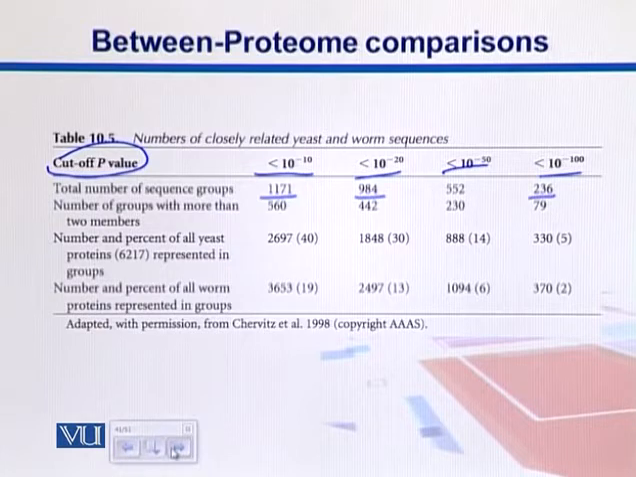Then we have the number of groups with more than 2 members here. And then the percentage of yeast, how many among the total are present in these two groups. Say we have 40% at this criterion and 19% at this criterion, 10 power minus 10. That goes down to 5% and 2% if our criterion is strict. In this way we can group the similar proteins, and at different cutoffs of p-values we can have different results.